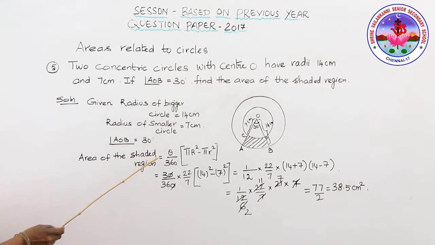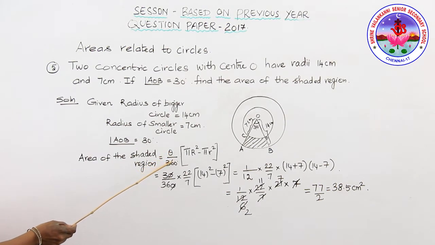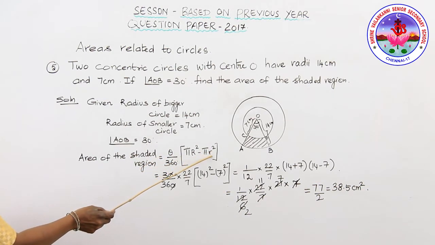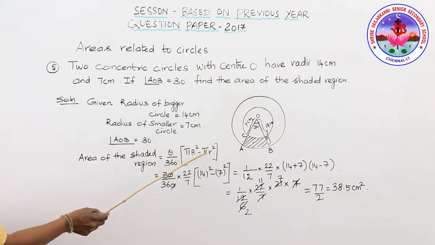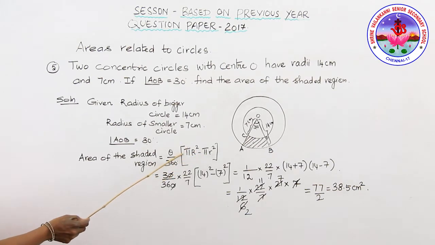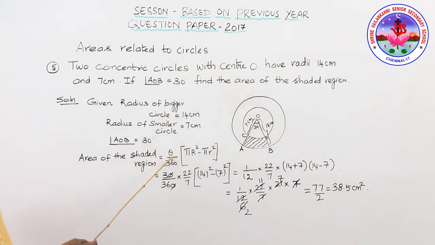So the area of the shaded region is equal to, using the formula for the sector, the area of the bigger sector: theta by 360 into pi R squared, where capital R denotes the radius of the bigger circle. Similarly, the area of the smaller sector will be theta by 360 into pi r squared, where r denotes the radius of the smaller circle. Since theta is common to both the smaller sector and the bigger sector, I am taking theta by 360 and pi commonly outside. Remaining, you have R squared minus r squared.